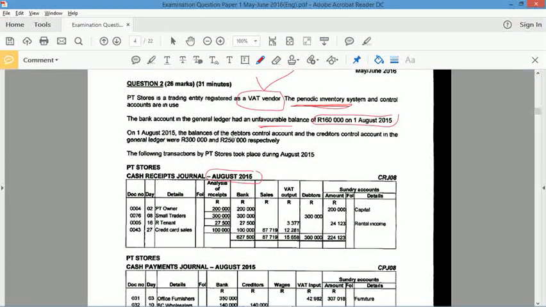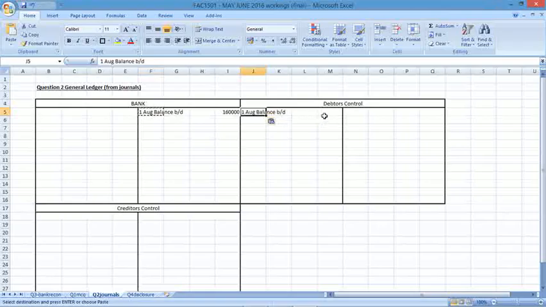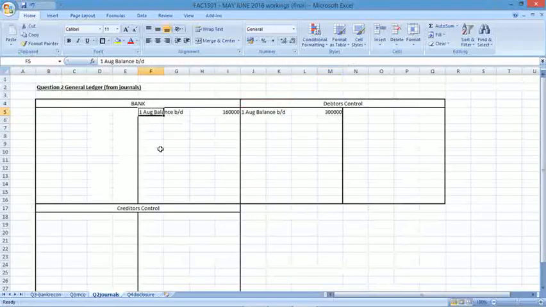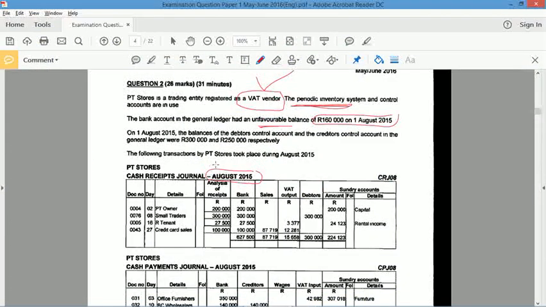On 1 August, the balances of the debtors control and the creditors control account in the general ledger were 300,000 and 250,000 respectively. So debtors is an asset. Assets will have debit balances. So balance brought down 300,000. Creditors would have 250,000. Creditors is a liability, so balance on that side. The following transactions by PT took place during August 2015.